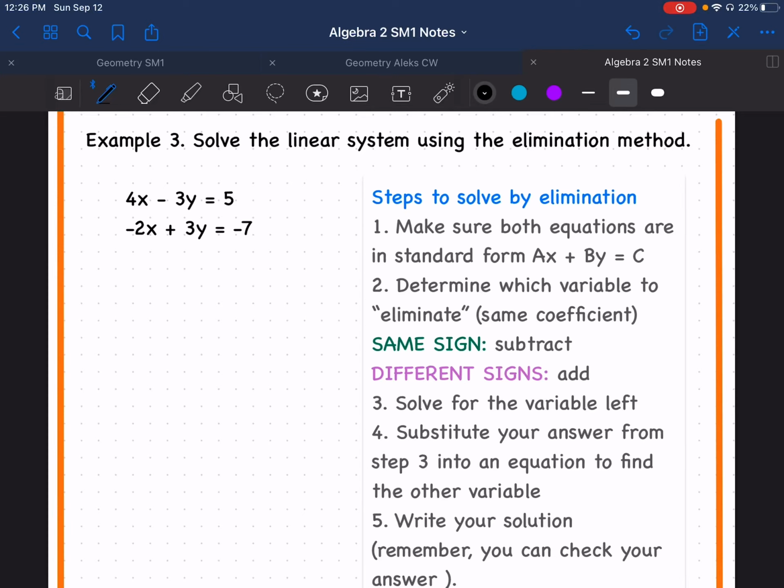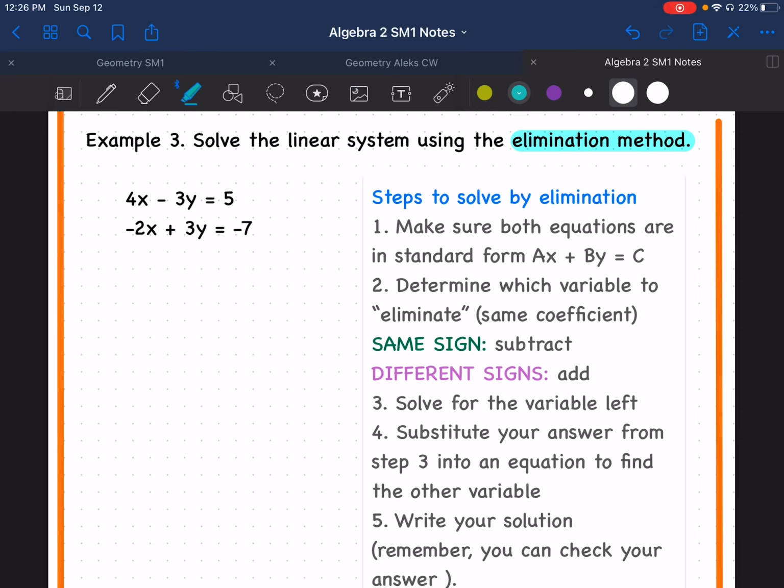Today's lesson is the second part of 2.2, Solving Systems by Substitution and Elimination. Today we're going to talk about elimination. In example 3, it asks us to solve the linear system using the elimination method. There are 5 steps to help us solve by using the elimination method.